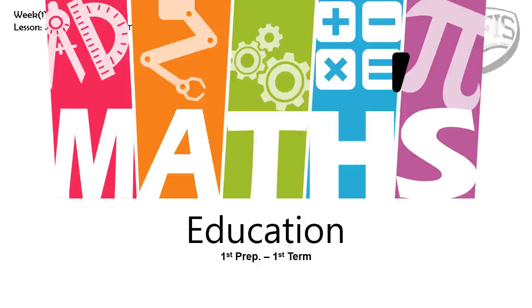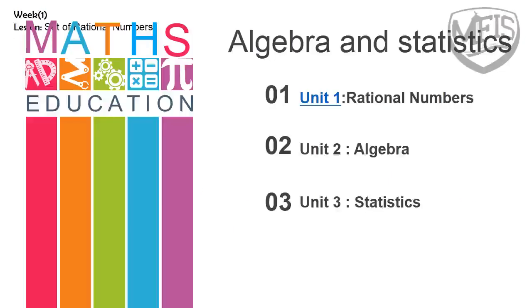In our math lessons series, we have two branches, algebra and geometry. Algebra and geometry are the main branches of the math subject in the preparatory stage. In the algebra branch, we have 3 units. The first one, rational numbers.